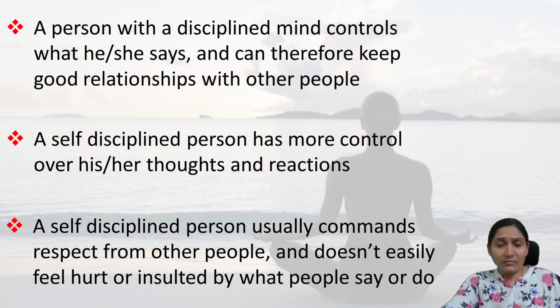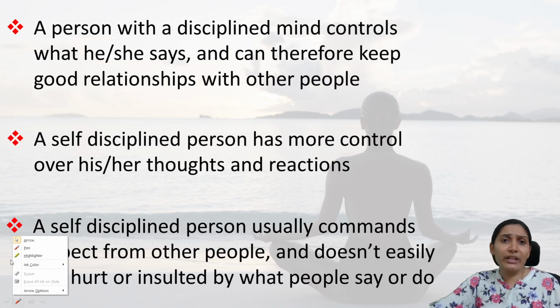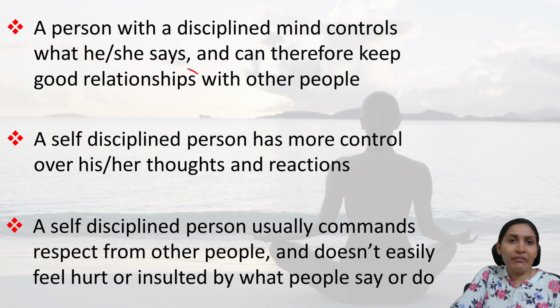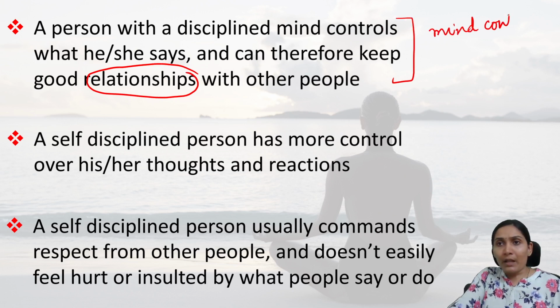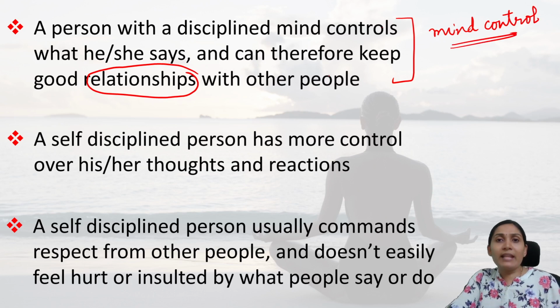A person with a disciplined mind controls what he or she says and can therefore keep good relationships, because if a person is disciplined, it will help in achieving control of the mind. With that, a person will be able to build better relationships.